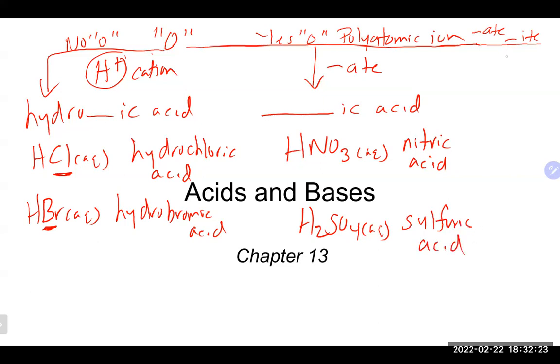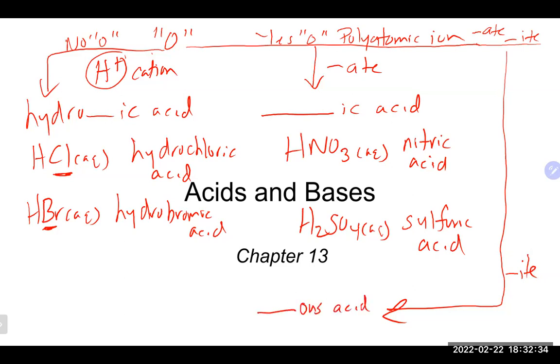And if your polyatomic ion ends in ite, your acid will be something ous acid, like HNO2. NO2 minus is nitrite, ite. This would be nitrous acid. If you have oxygen in your acid, there is no hydro. Hydro is only for acids that do not have oxygen.